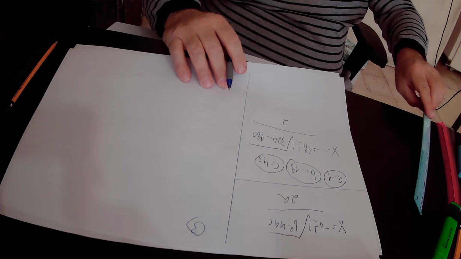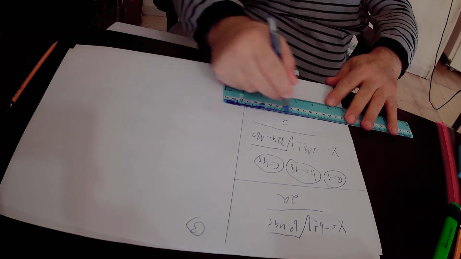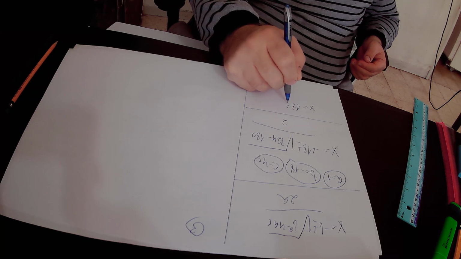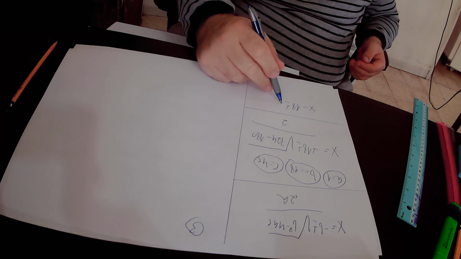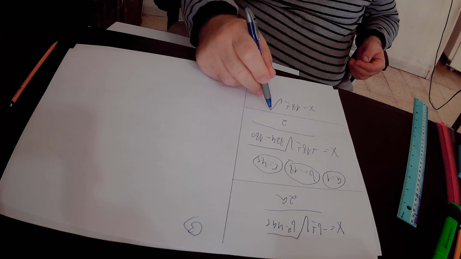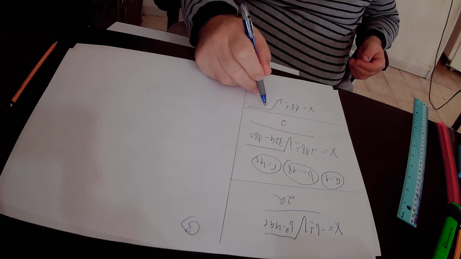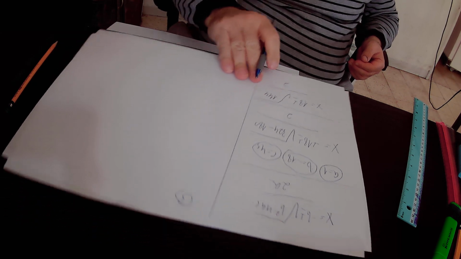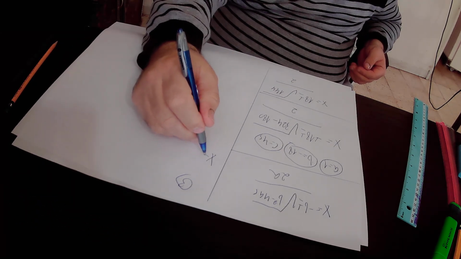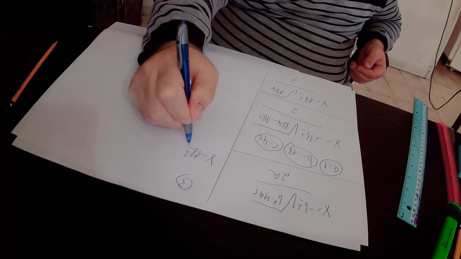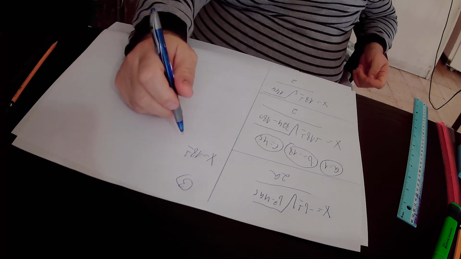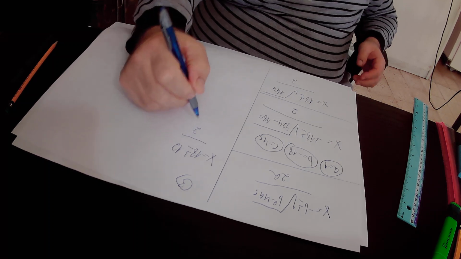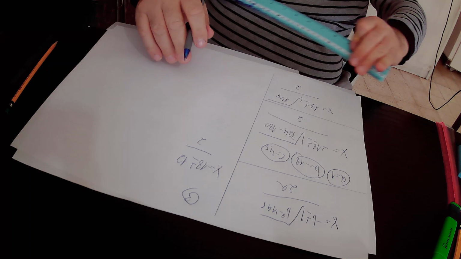In conclusion, we found that x equals 18 plus minus, inside the root we have 324 minus 180, which is 144, divided by 2. So x equals 18 plus minus the square root of 144, which is 12, divided by 2. So here we will have two possible solutions for x.